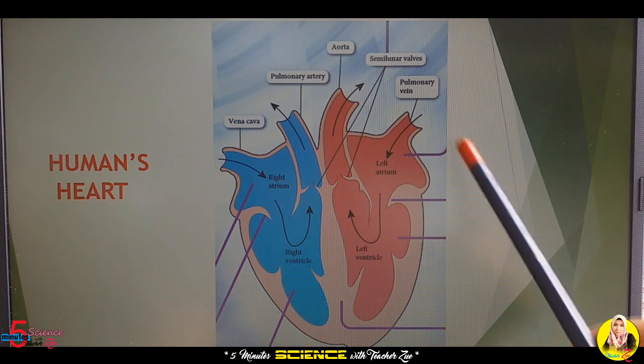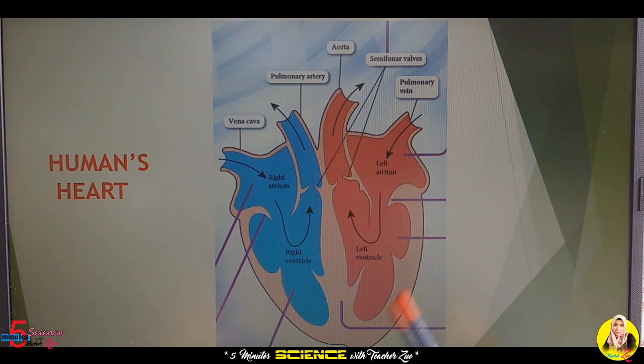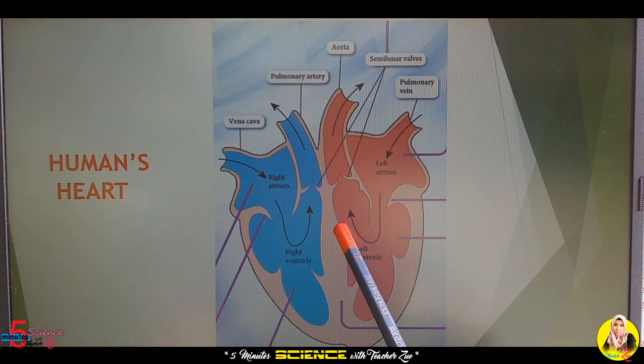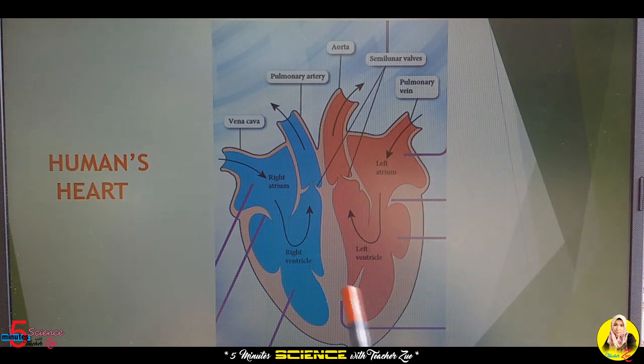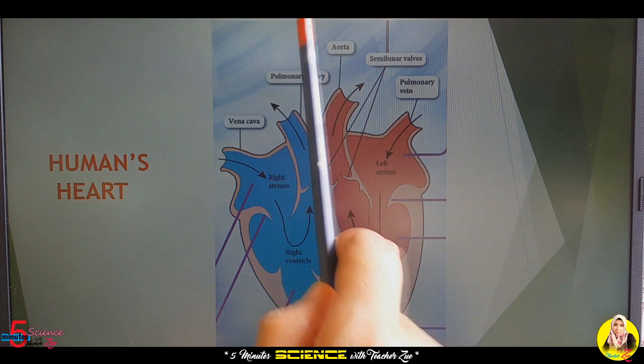As you can see here, the left ventricle has a thicker wall than the right ventricle. Do you know why? The left ventricle has a thicker wall because it needs to pump the blood to the whole body with high pressure. But the right ventricle's wall is thinner because it only pumps the blood to the lungs.